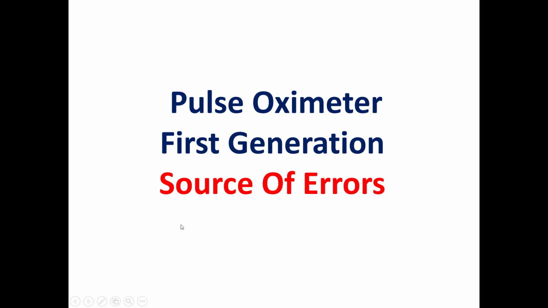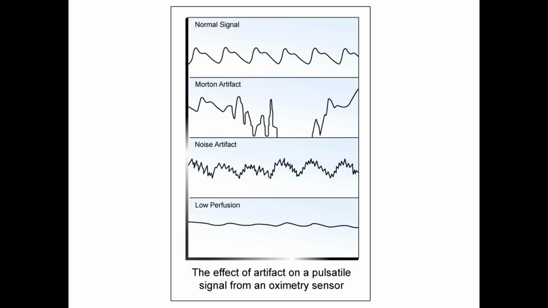So in the first part of this session, we have talked about the principle of pulse oximeters, especially the first generation. The first generation has many sources of errors which lead to inaccuracy in the readings, a real big problem for the medical or clinical staff. We will cover these sources and how some of them have been corrected in the second generation, and the others in the third generation.